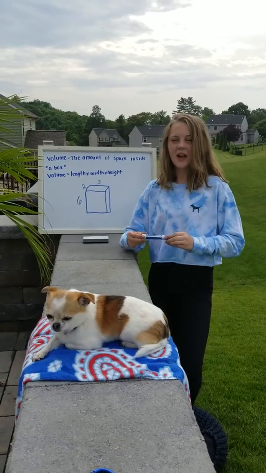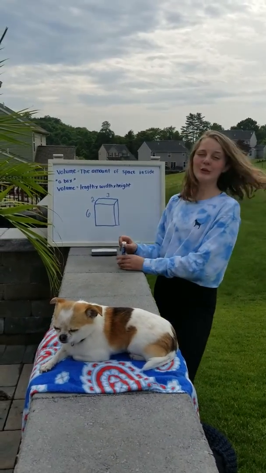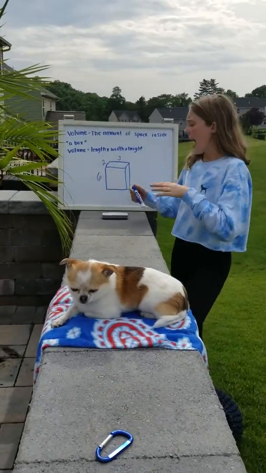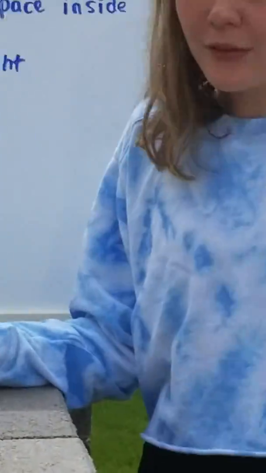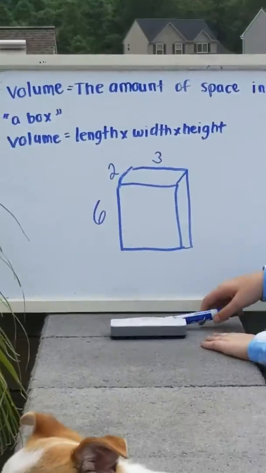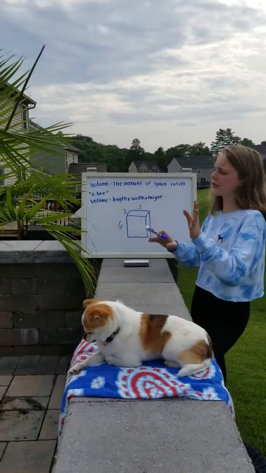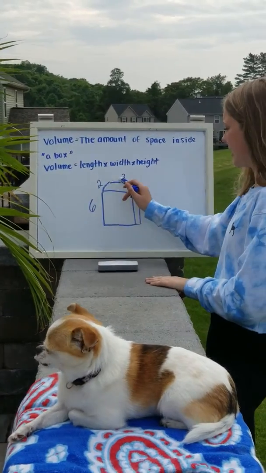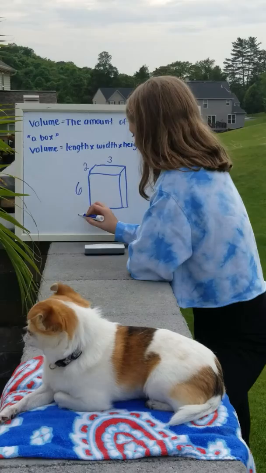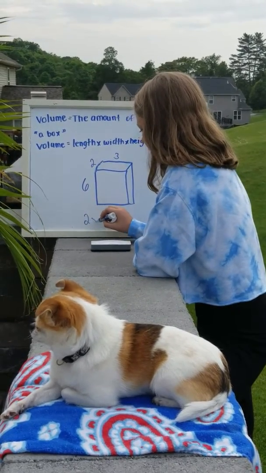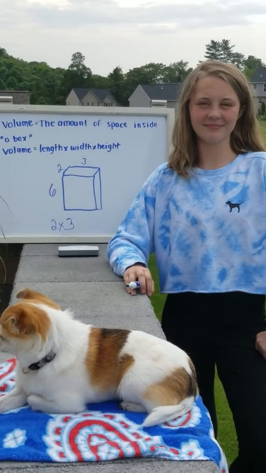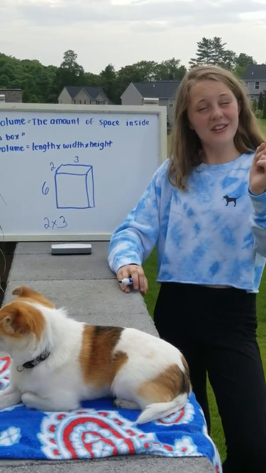Okay, so now you guys are going to try one on your own. As I said, you have to multiply everything. So we're going to multiply these. First of all, we're going to multiply the length and the width. So I want you to do 2 times 3. What is 2 times 3? Correct, you got it. It is 6.